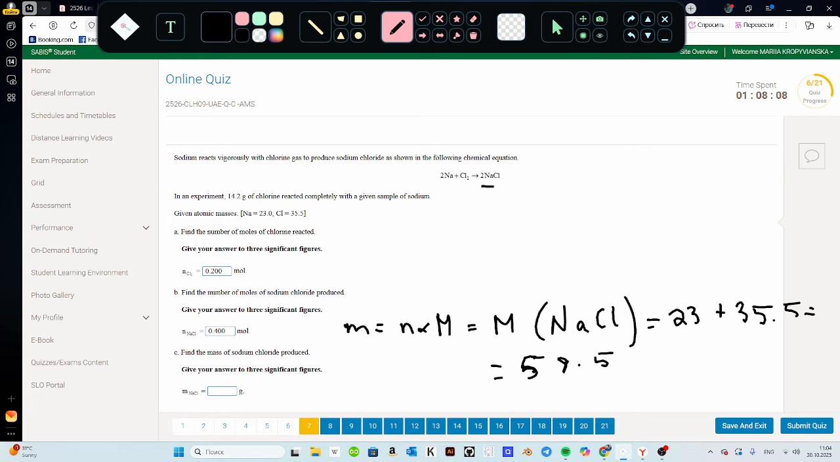So for NaCl, we need to find the molar mass for NaCl fully. And then we're going to be multiplying it by 0.4 that we found over here, which is the moles, which gives us 23.4.